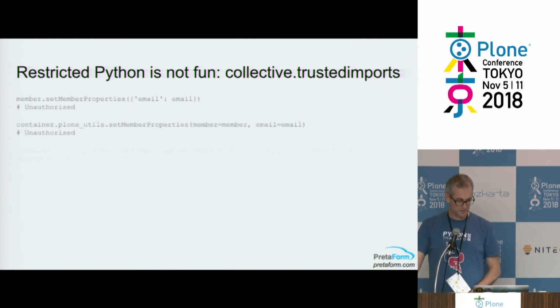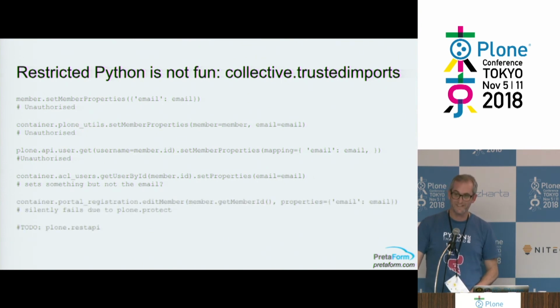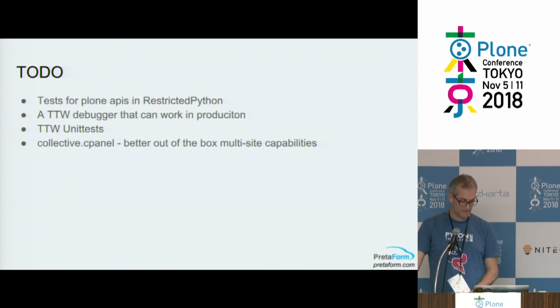But this is just showing, I had to do this thing the other day where I just wanted to do a quick CSV export of all the members, and these are all the different APIs that exist in Plone to get member email addresses. There's a lot of them, and almost none of them work in restricted Python. plone.api doesn't work. So it kind of sucks. I got there in the end. I think it was mainly to do with CSRF protection, but yeah, that's it.